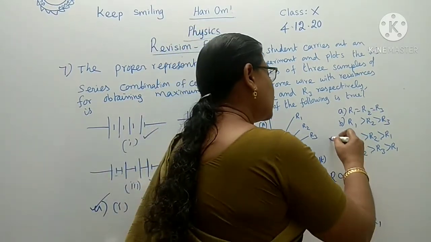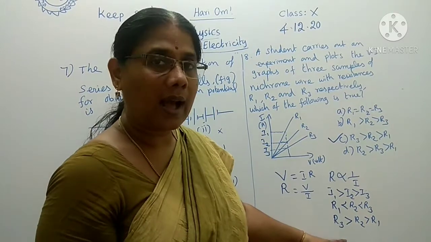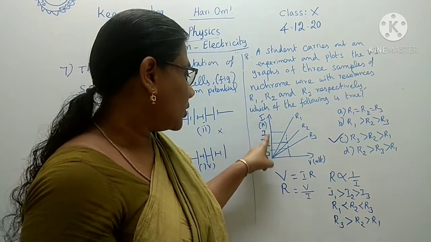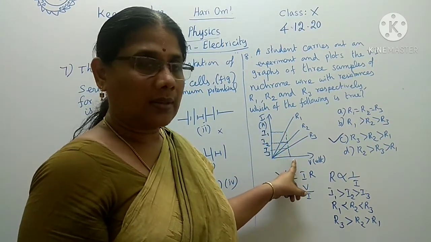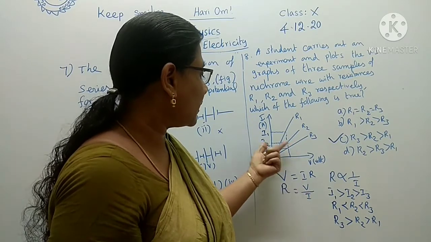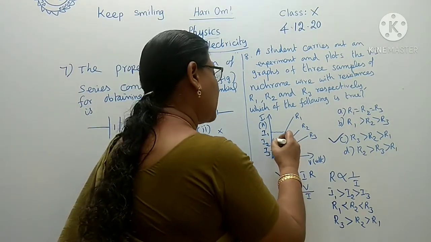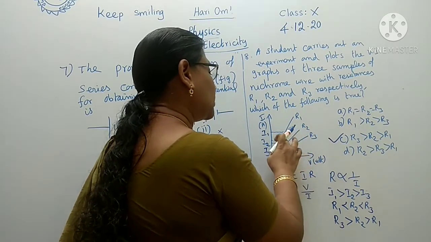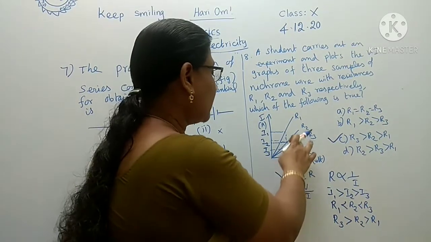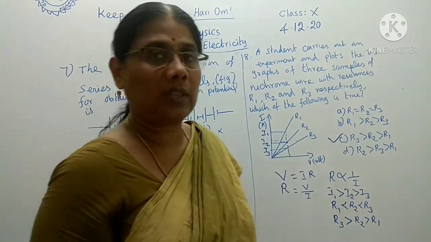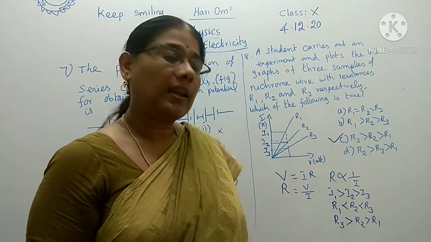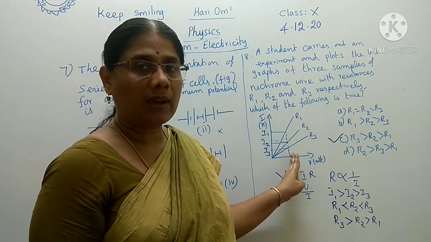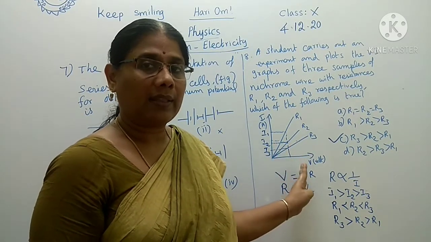So option C is correct. R3 is greater than R2 is greater than R1. So option C is correct. Okay, so we should keep any one of the quantities constant. Instead of keeping P, we can keep I constant, but we should draw the line perpendicular to this line that cuts the three curves. From there, which one is greater, V1, V2, or V3, we can say. That way also we can do the problem. By keeping any one value constant, we can find the other value.